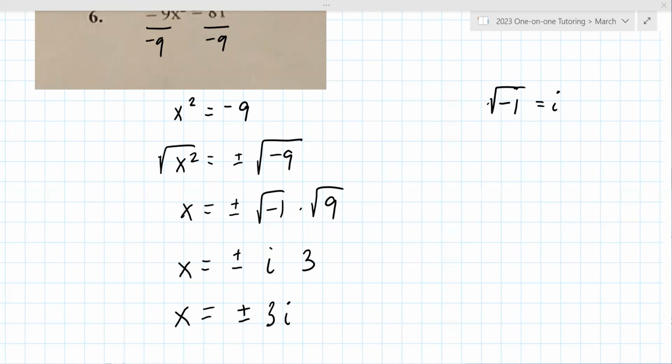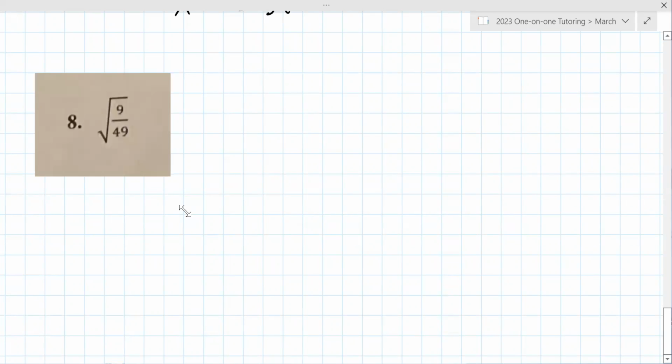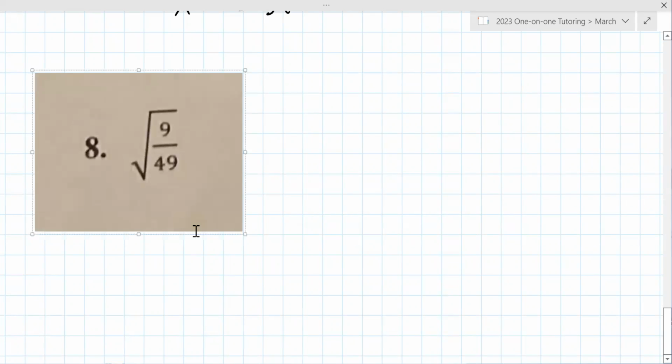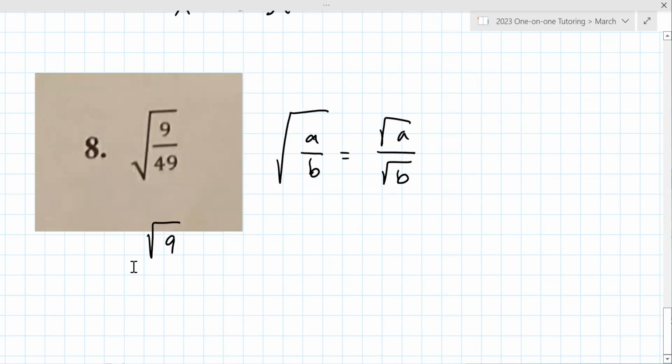Number 8. We're gonna go to number 8. We're gonna skip 7. We'll come back to it in a moment. 8's kind of more in line with what we've been doing. The property here is that the square root of a over b becomes the square root of a over the square root of b. So you take the square root of the top number divided by the square root of the bottom number. What does that become? 3/7. Yep.